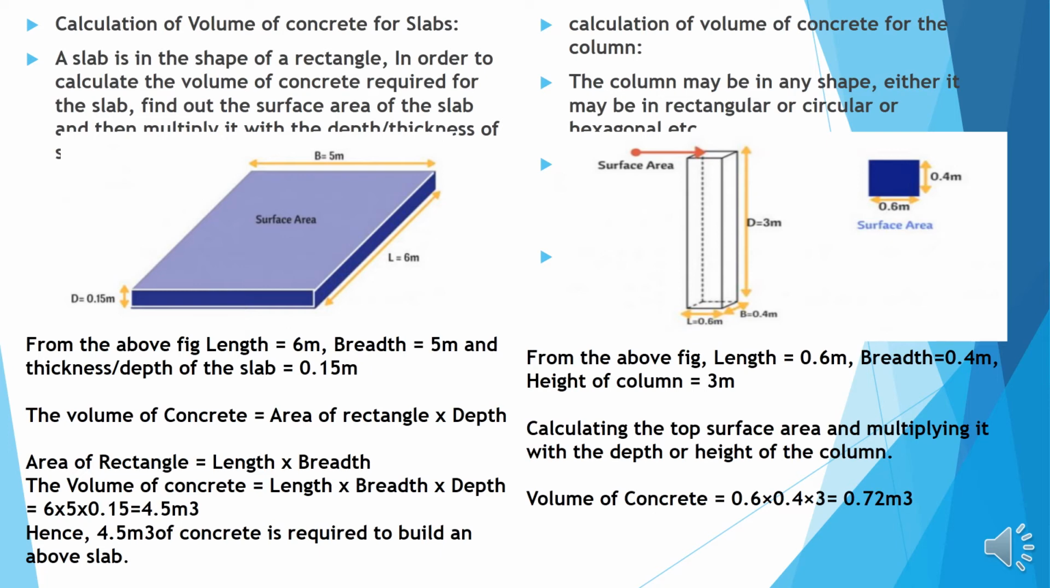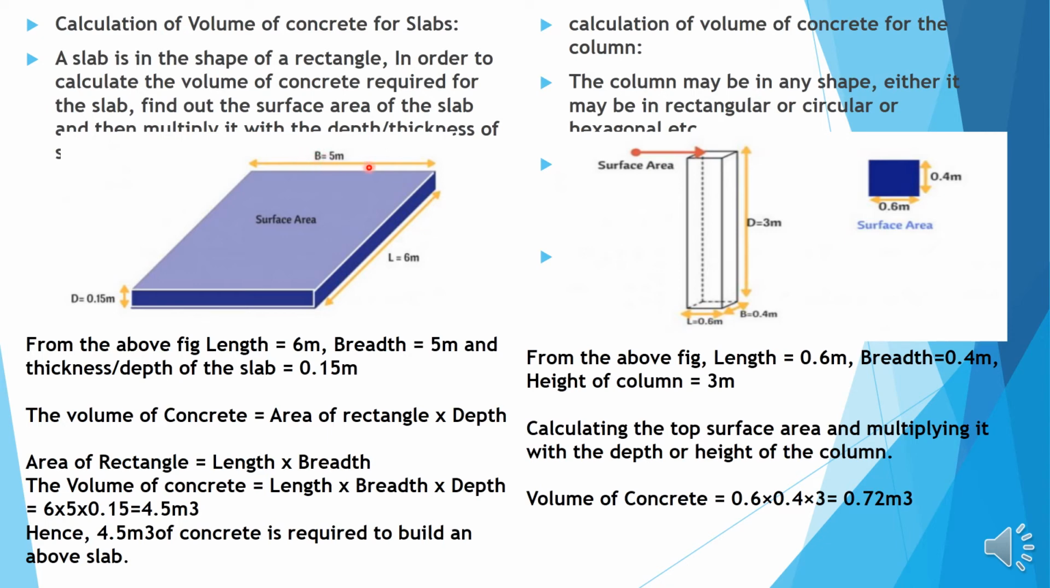Calculation of volume for a slab. A slab is in the shape of a rectangle. In order to calculate the volume of concreting required for a slab, find out the surface area of the slab and then multiply it with the depth. See, this image will explain how it is.